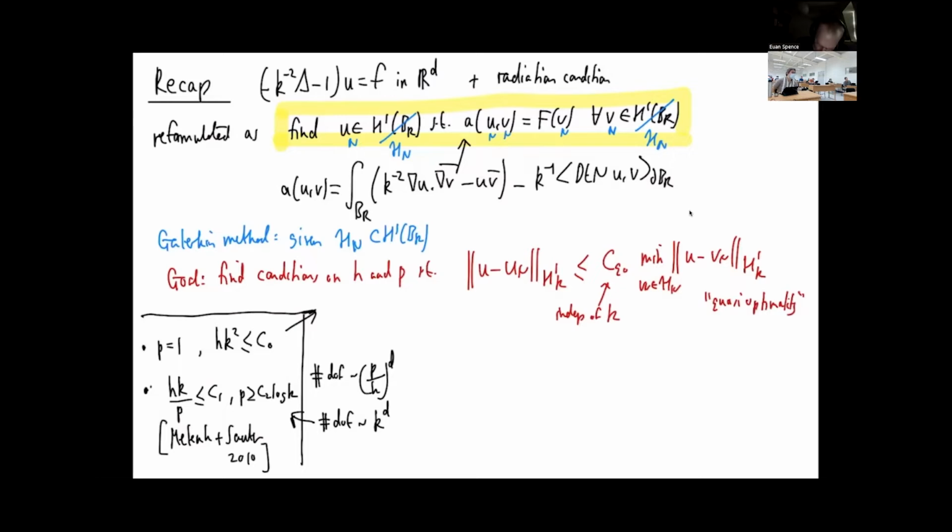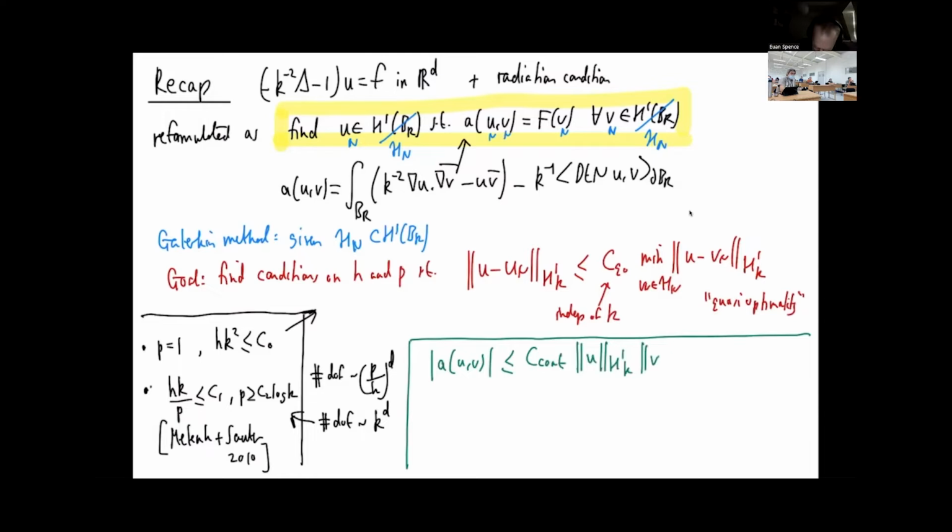And now let's then have here this information. I said at the end there was this information about A and the solution operator that we're going to carry with us. So the information is that A, the sesquilinear form, is continuous. We're going to need that. So there's a C_cont independent of k, such that A(u,v) is bounded by C_cont times the H1_k norms of u and v.